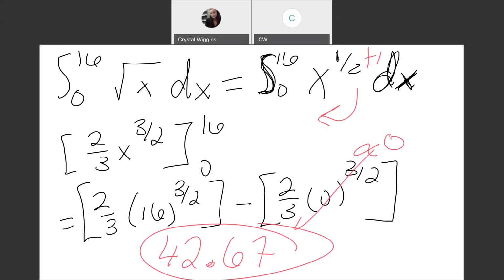So it's positive, so we know that there is much more positive area than negative, if there's even negative area at all, which if you know about the square root function, there is no negative area. It's all above the x-axis. Let's do our next example.